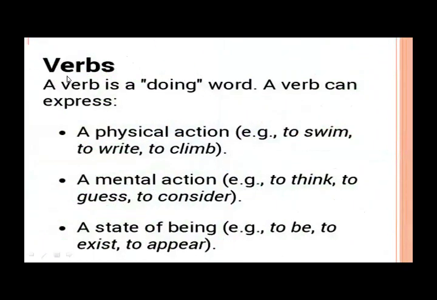Okay. Now the next is verb. What is a verb? A doing word is called a verb. Action is called a verb. It includes physical action, like to swim, to ride, to jump, to climb; mental action, to think, to ponder, to consider, to reckon; and state of being, to be, to exist, to appear. So these three kinds of actions come under the heading of verbs.